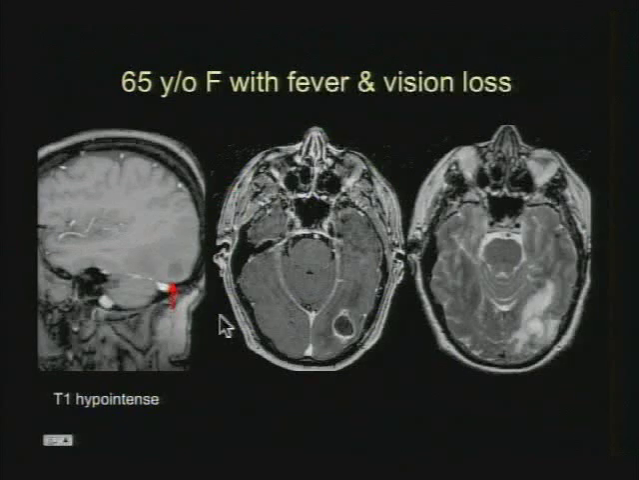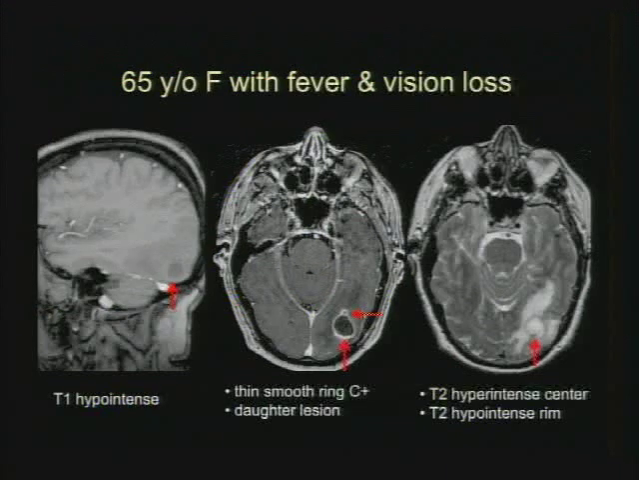You can see on T1, it's hypointense. On the post-contrast images, we see a small daughter lesion. You also see thin, smooth ring enhancement. And then on the T2 sequence, you see that the center is hyperintense and the ring is hypointense. And of course, the key sequence here is the diffusion, light bulb bright on your diffusion images, and the ADC map shows that it's truly reduced on diffusion.